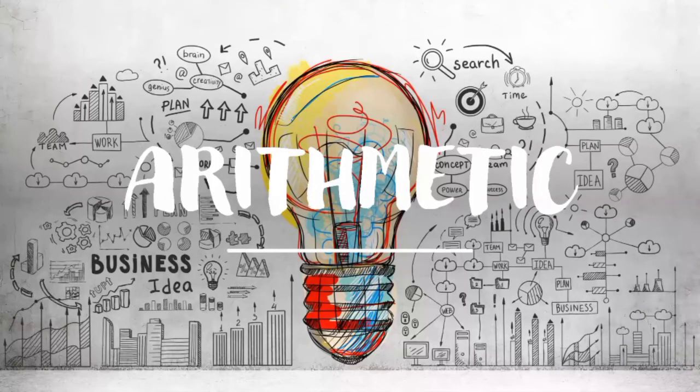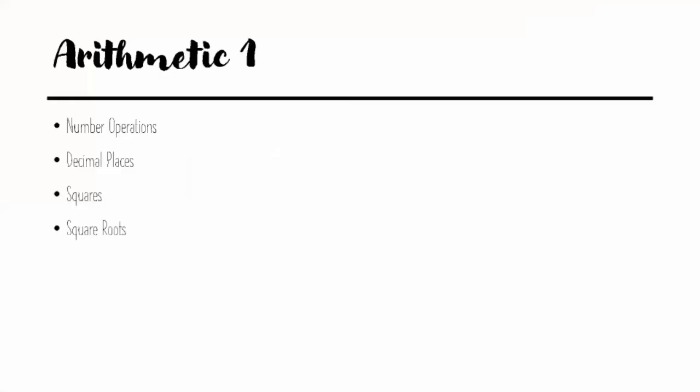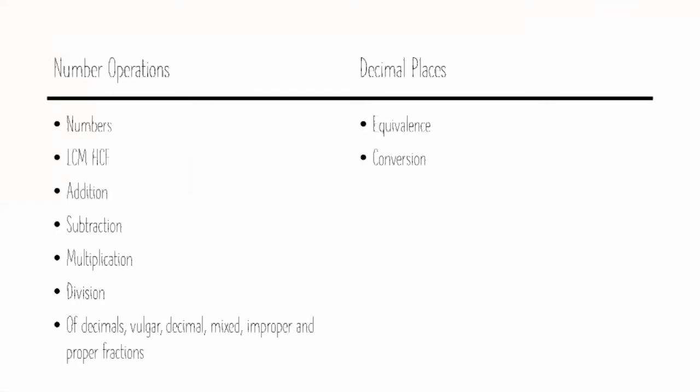Today we're going to start with the chapter Arithmetic. So I've divided arithmetic into 4 sections for your ease, and that's why you can watch all 4 videos in a go. So Arithmetic 1 includes number operations, decimal places, squares, and square roots, which is pretty easy. In number operations, these are all the subtopics that we're going to cover, and in decimal places, the only 2 things we're going to cover is equivalence and conversion.